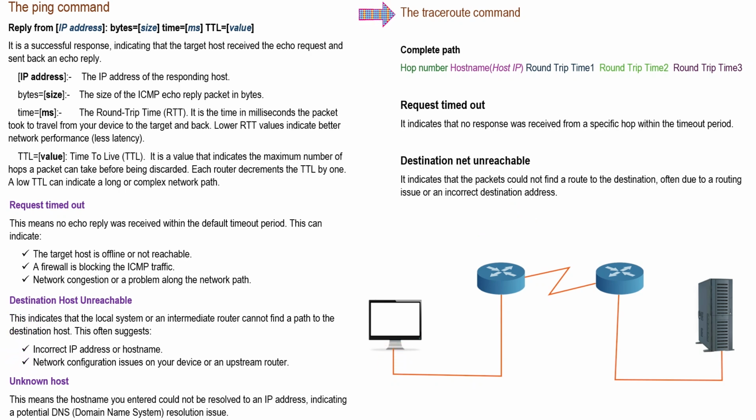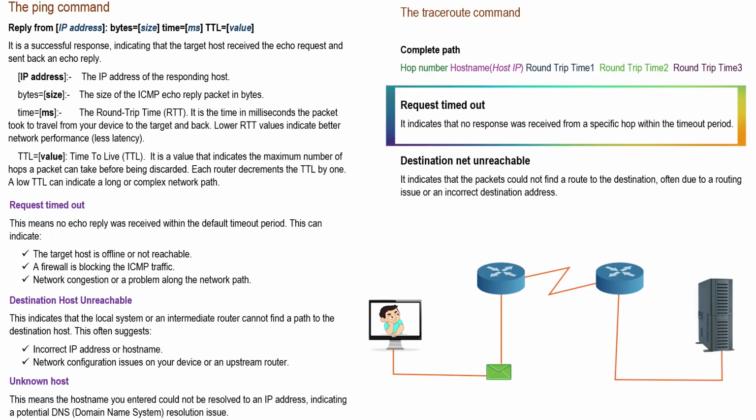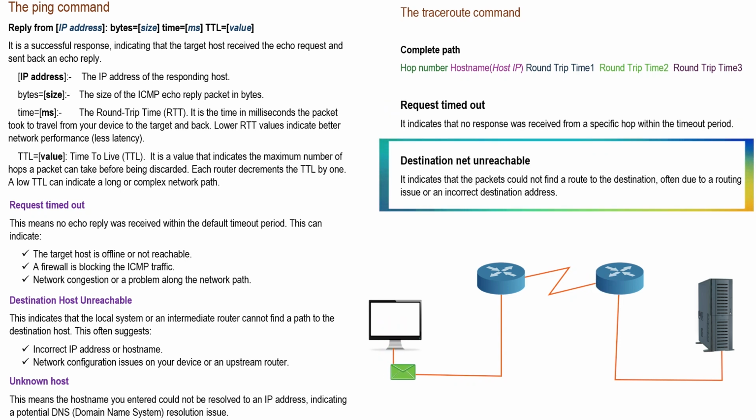The output of the traceroute command has 3 possible responses. A complete trace till the destination. It indicates all routers in the path are up and functional. A request timed out message indicates that no response was received from a specific hop within the timeout period. A destination net unreachable message indicates that the packets could not find a route to the destination. It generally occurs due to a routing issue or an incorrect destination address.